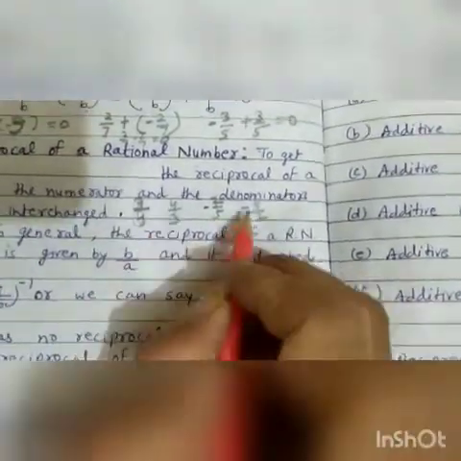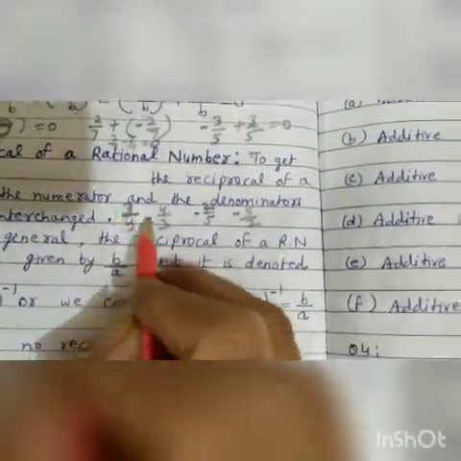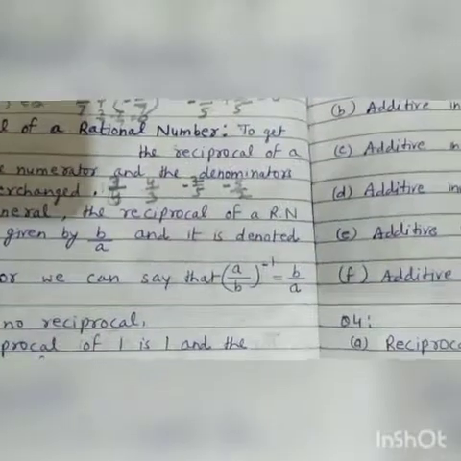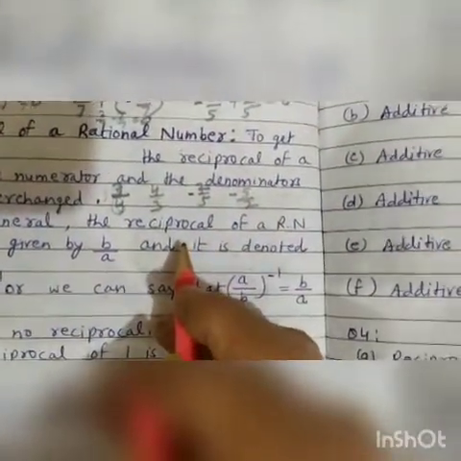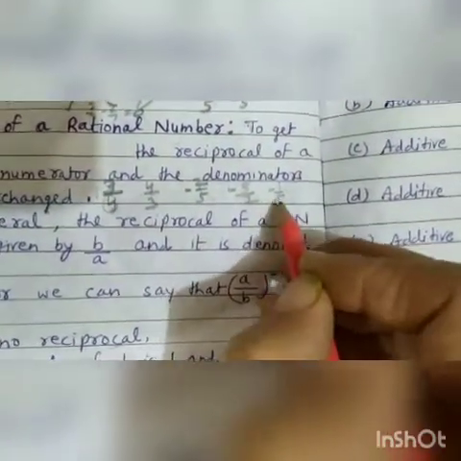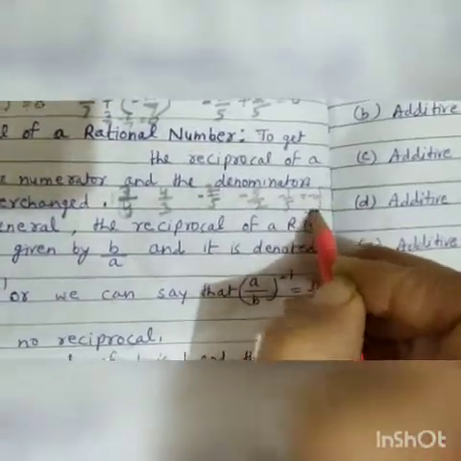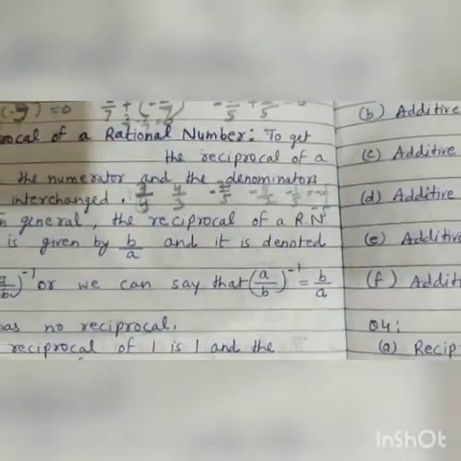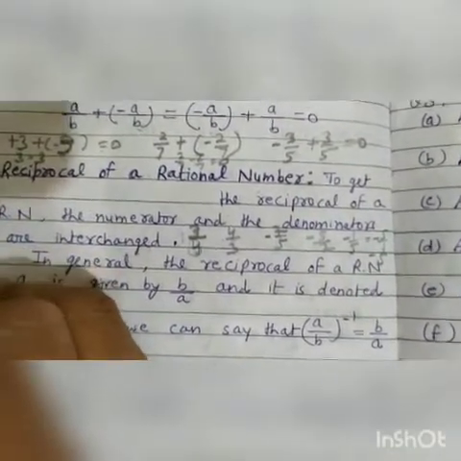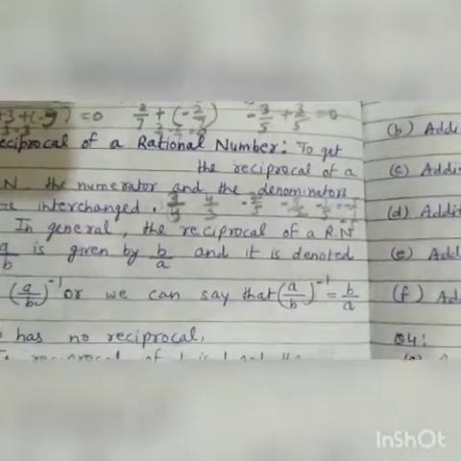In reciprocal, the sign doesn't change. Reciprocal of a positive rational number will be positive. Reciprocal of a negative rational number will be negative. But in additive inverse, the sign changes. If it is minus 1 upon 5, then its reciprocal will be minus 5 upon 1, which means minus 5. In the same way, what will be the reciprocal of minus 7? Minus 7 means minus 7 upon 1. So its reciprocal will be minus 1 upon 7.